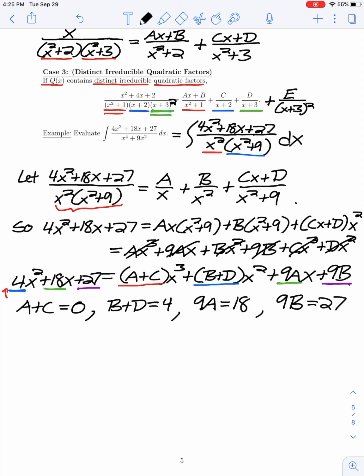So from our last two equations, we can immediately see that a would be 2 and b would be 3. Now looking at our first equation, since a plus c is 0, if a is 2, c is the negative of a, so negative 2. And for our second equation, if b plus d is equal to 4, and b is known to be 3, then d must be 1.